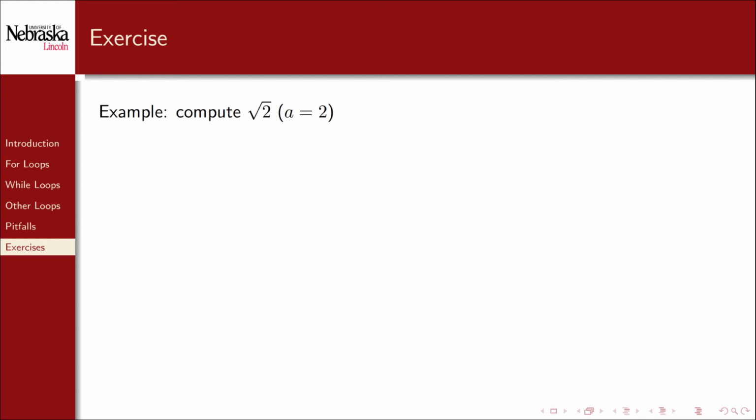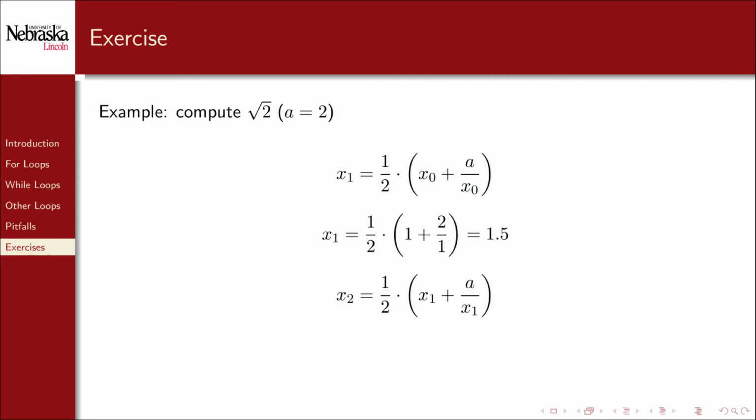We want to compute the square root of 2. So in this case, a is equal to 2. The second term in the series is going to be 1/2 times the first term plus a over the first term. Since the first term is 1, we get 1.5. The next value in the series will be 1/2 times the previous value plus a over the previous value, which in this case is 1.5. And we're already quickly converging to the square root of 2.